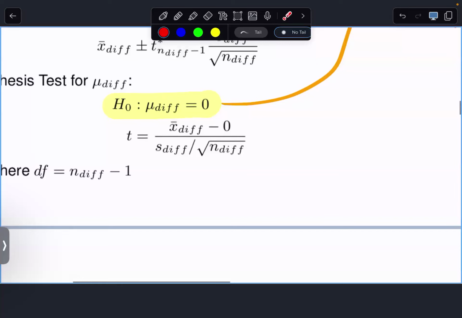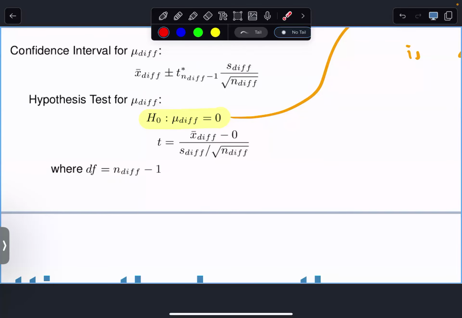But then our t is x bar of the differences. So our sample mean of the differences, how far is that from 0, right? Because that's my hypothesized value always. So I don't even write that down, but it's on your formula sheet. And then divided by the standard deviation of the differences over the square root of the number of the differences. And then, of course, again, the degrees of freedom is the number of the differences minus 1.